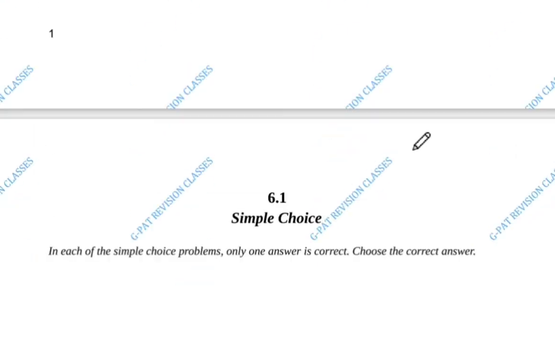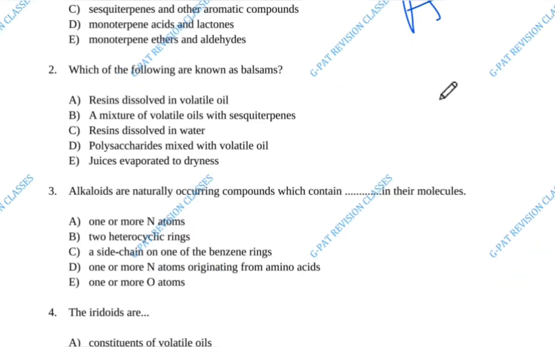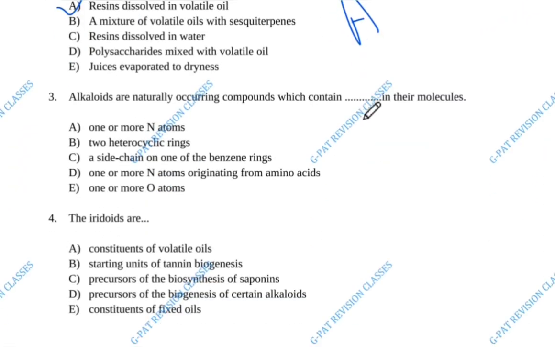First question number: the volatile oil is a complex mixture of mono and sesquiterpenes and phenylpropane derivatives. The answer is A. Okay. Next is second question number. Which of the following are known as balsam? The answer is A. Resins developed in volatile oil. Next is third question number.